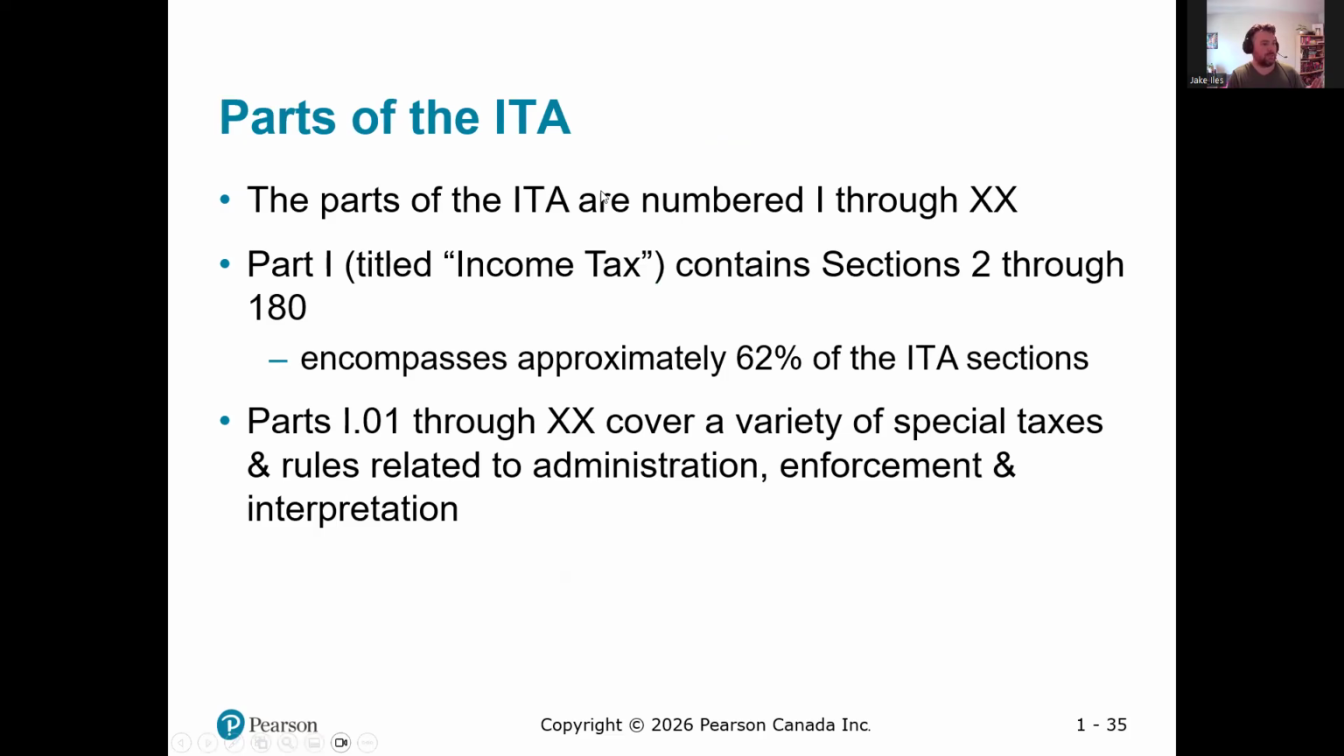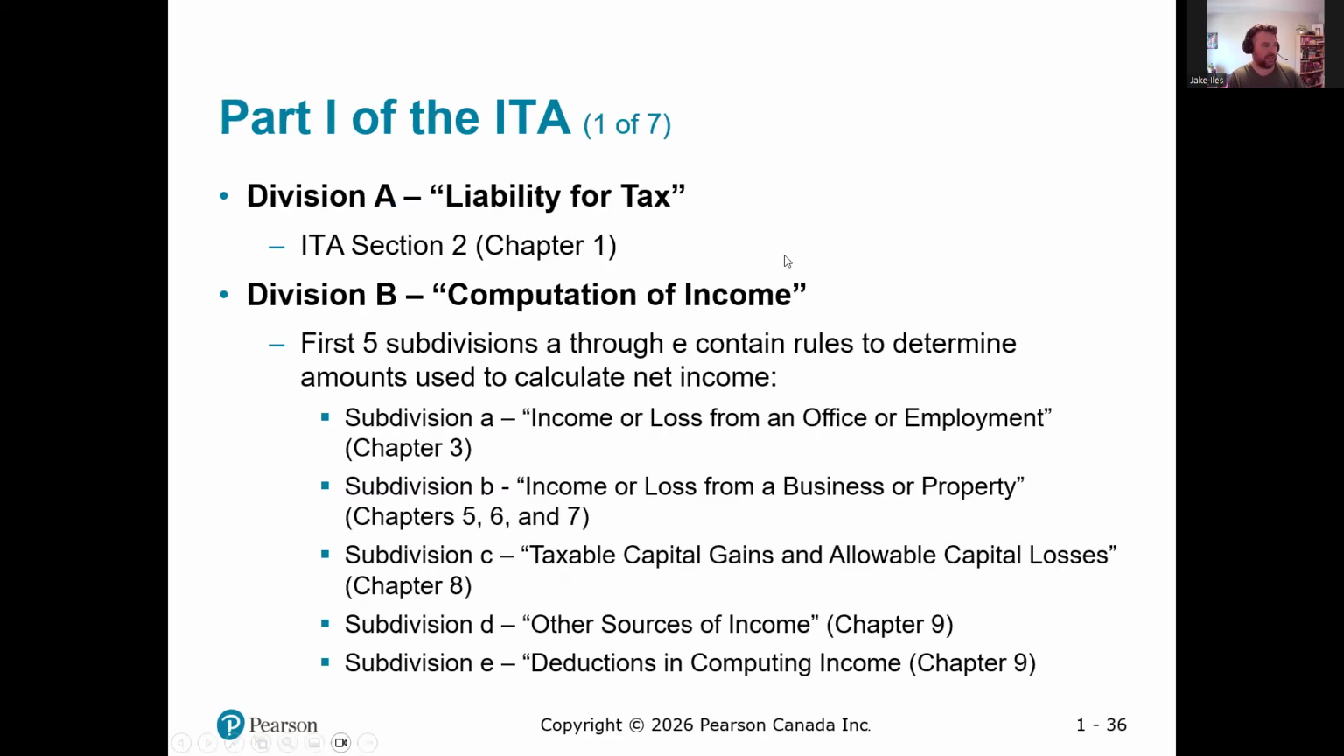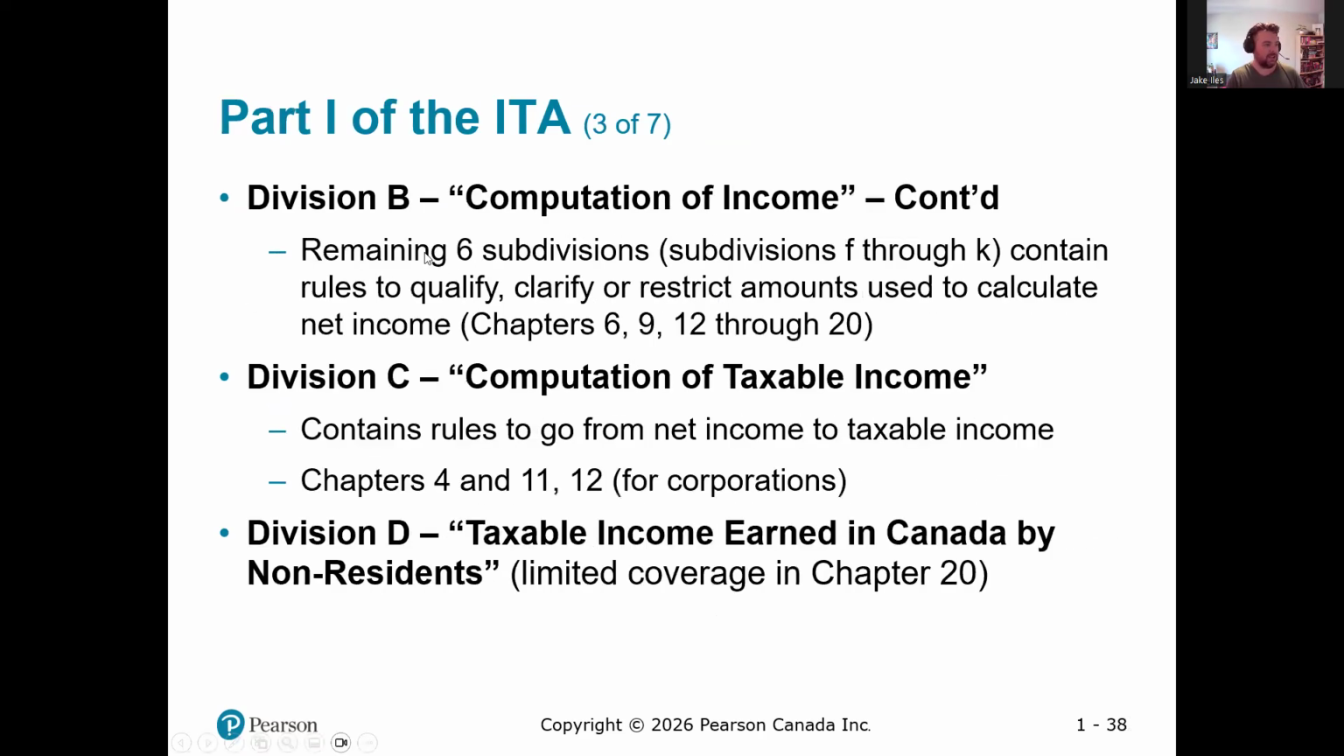So I was mentioning the parts of the Tax Act, going to the next one. The parts of the Tax Act: Division A is talking about the liability for tax. Who owes taxes? Division B is the computation of income. Division C, computation of taxable income.